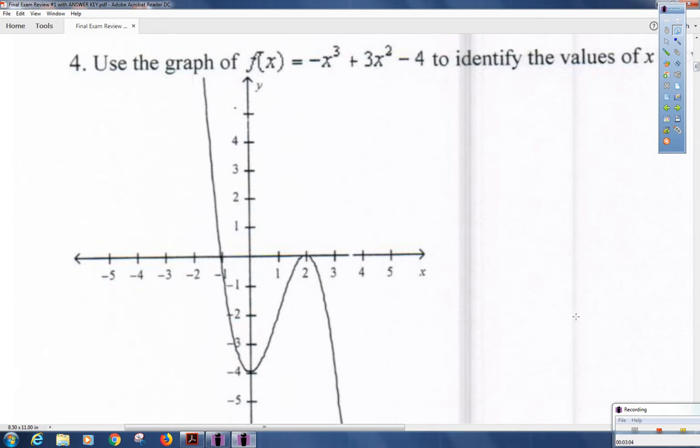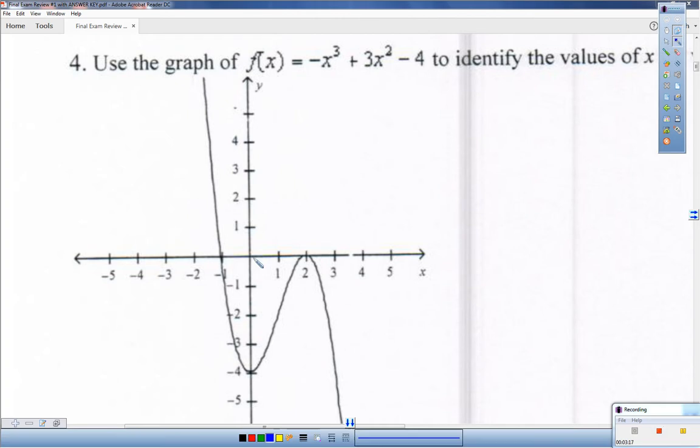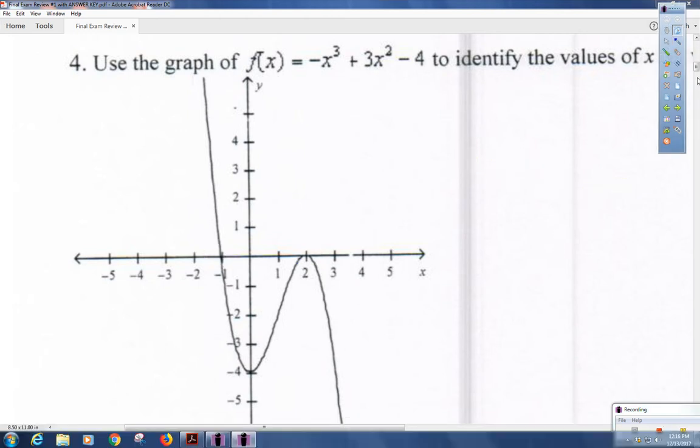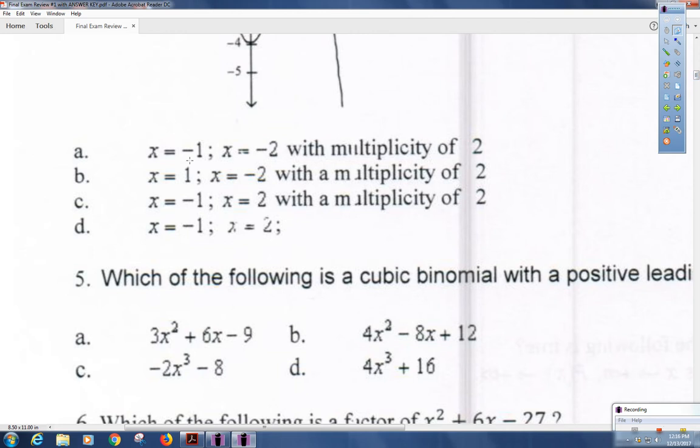Alright, for number 4, it says use the graph of this function to identify the values of x for which the function equals 0. Well, the function is 0 when it crosses the x-axis, which happens here and here. So I would say that my zeros are -1 and 2 with a multiplicity of 2. In other words, we call it a double root. Whenever your function doesn't go through the x-axis but just touches it and goes the other way, that's called a double root or a multiplicity of 2. So we said it was -1 and 2.